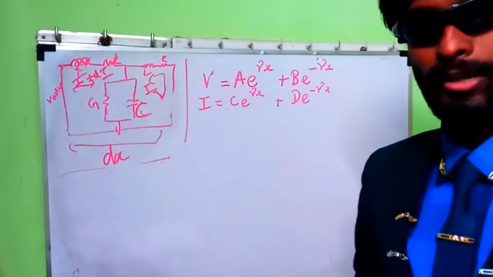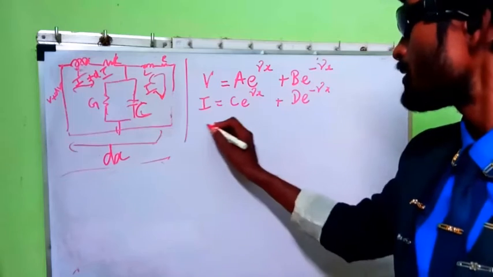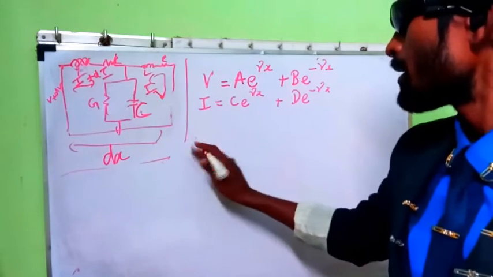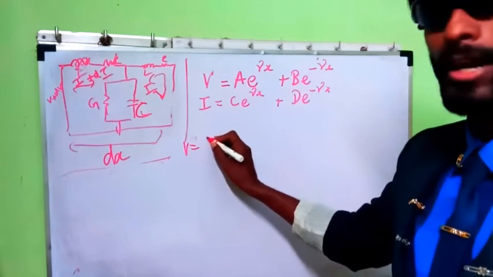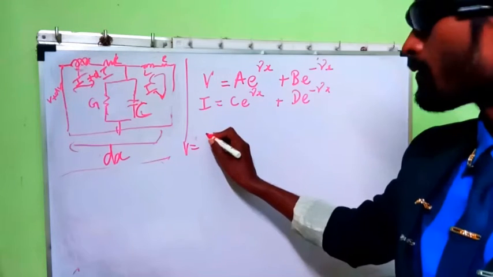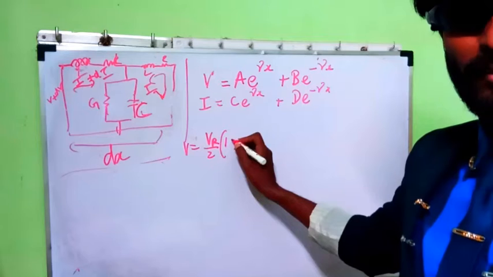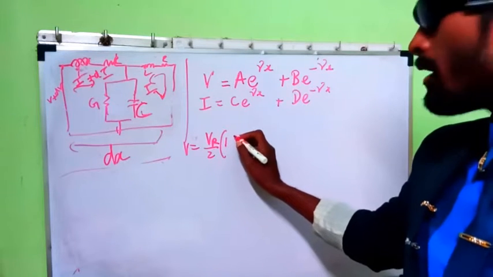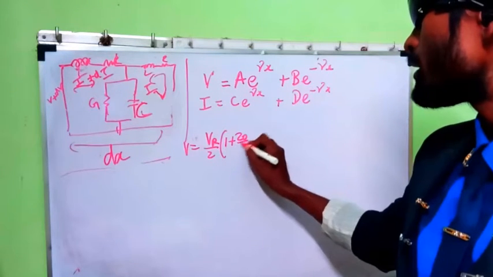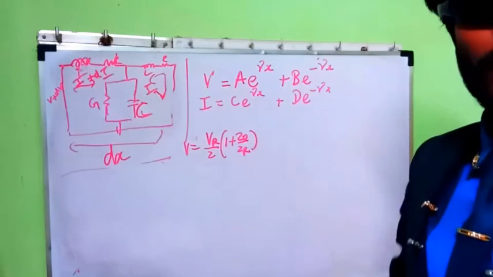What's A? You all know about A, right? A is equal to, so first you take V. It's going to be a lengthy equation. What's A? V R divided by 2 into 1 plus Z R by Z naught, that is, 1 plus Z naught divided by Z R. Right? You all know.